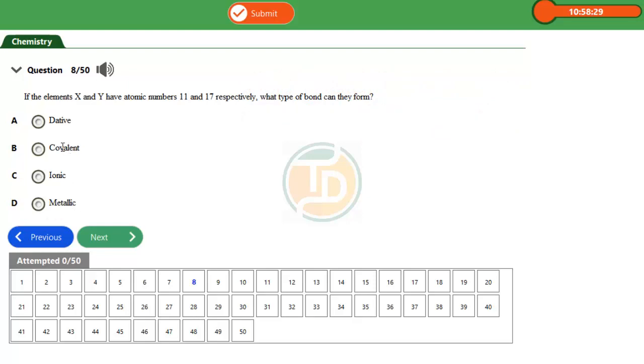This question is drawn from a topic known as bonding, or chemical bonding. Let's look at this bonding critically. Covalent bond is formed between molecules. Ionic bond is formed between a metal and a non-metal. And metallic bond is usually formed in metals.